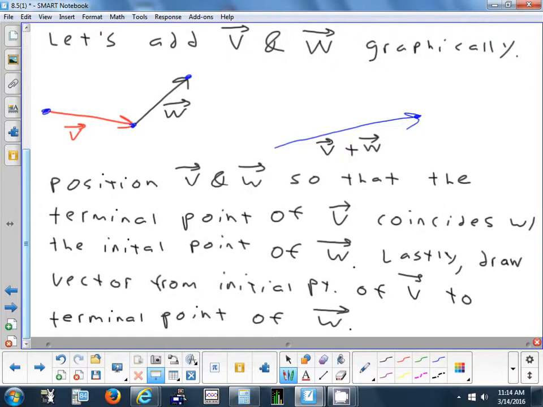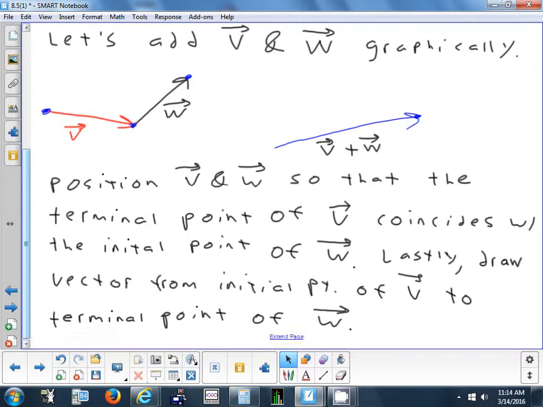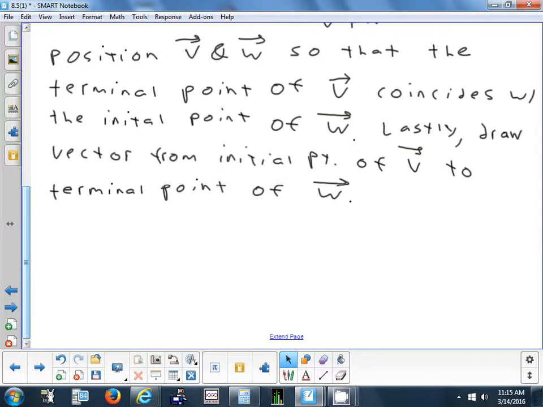Anybody think what property that is? It's commutative. Okay, so I'll mention that in a little bit, but vector addition is commutative. You can switch the order and get the same thing. Okay, questions on that? Okay, does everybody have the steps for adding visually?